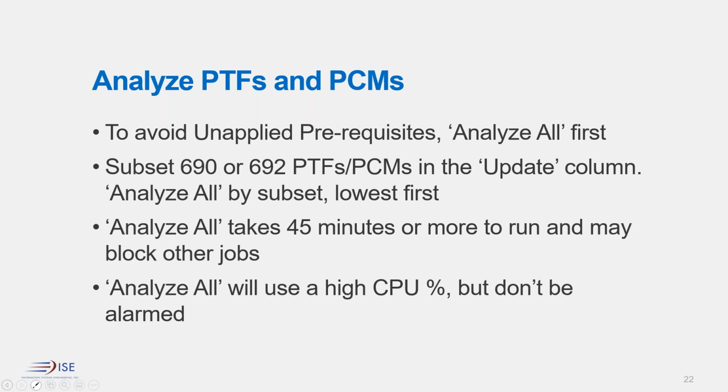So I want to tell you a couple of things about Analyze All. It does take a long time because, think of all the PTFs and PCMs that are at 9.1 and at 9.2. It just takes a long time for it to spin through them all. It can take 30, 45 minutes or more to run. It runs in queue batch, as you might have noticed earlier. And so if your queue batch is single threaded, you might want to think about your timing to running this job because it could block other jobs that are trying to run. Also, the Analyze All job always shows a high CPU percent in work active jobs. So don't be alarmed by that. It's perfectly normal.